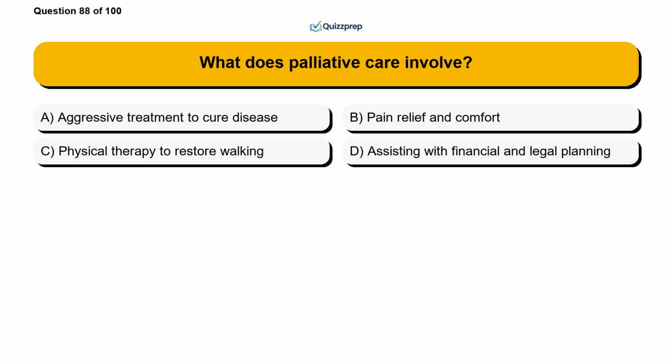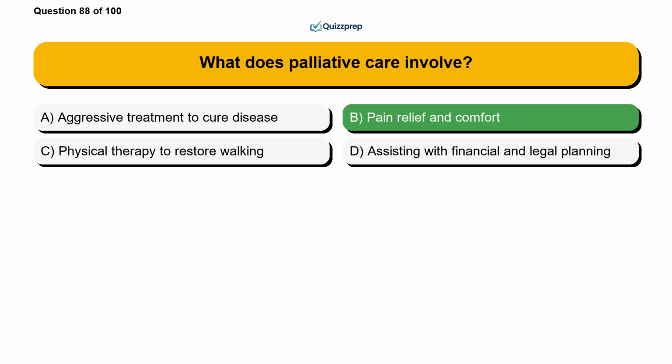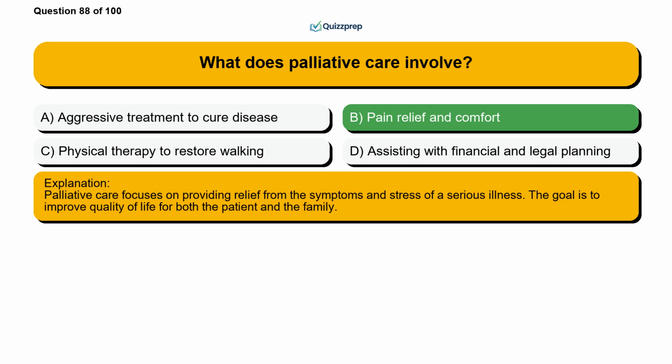Question 88. What does palliative care involve? Option A, aggressive treatment to cure disease. Option B, pain relief and comfort. Option C, physical therapy to restore walking. Option D, assisting with financial and legal planning. The correct answer is option B, pain relief and comfort. Palliative care focuses on providing relief from the symptoms and stress of a serious illness. The goal is to improve quality of life for both the patient and the family.